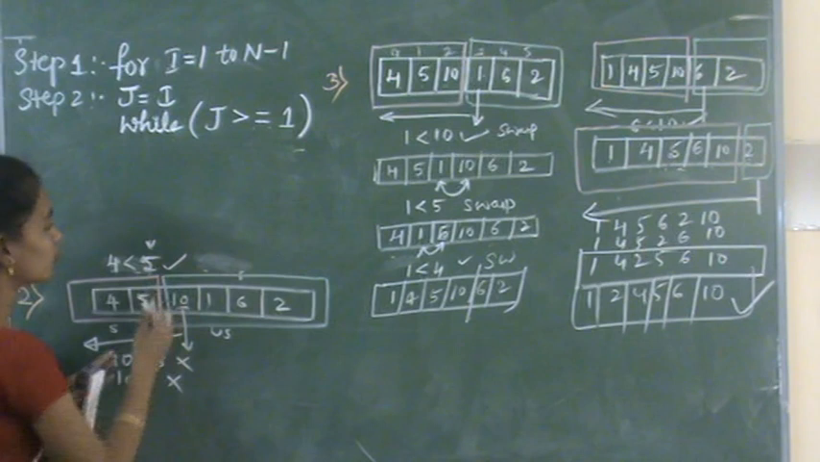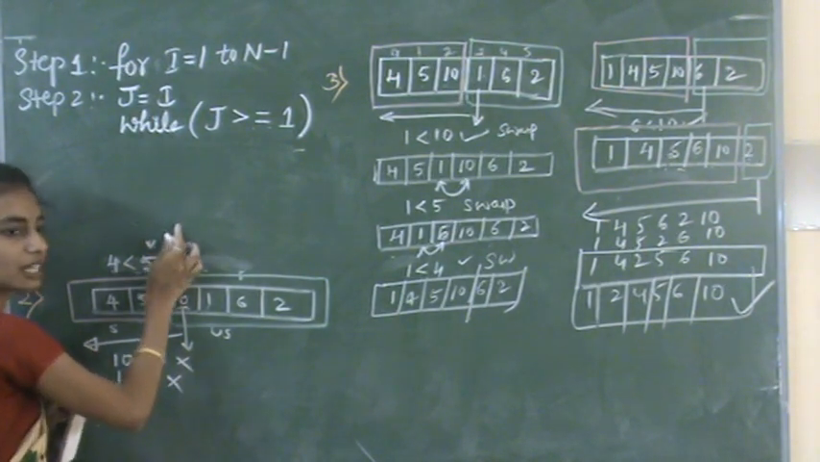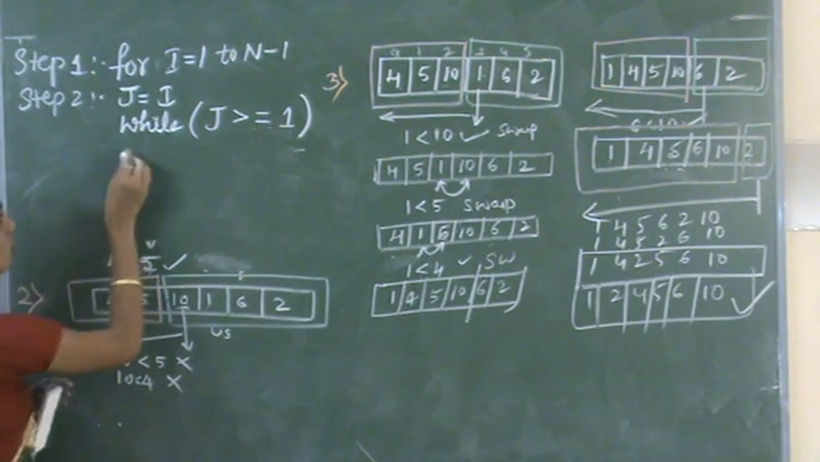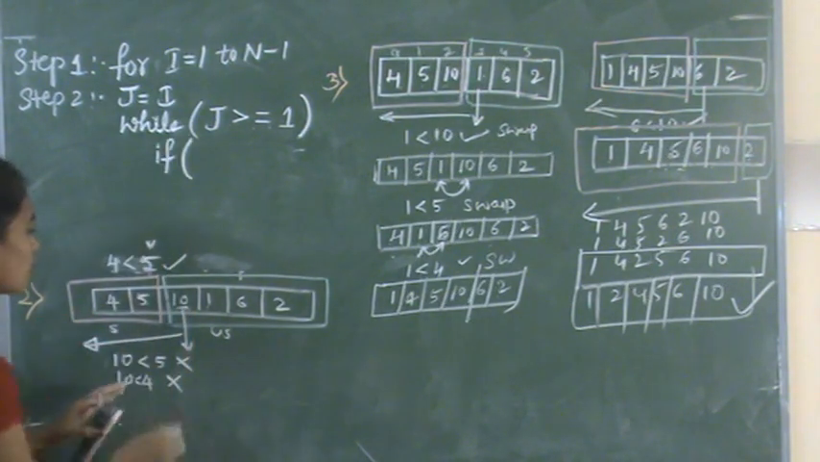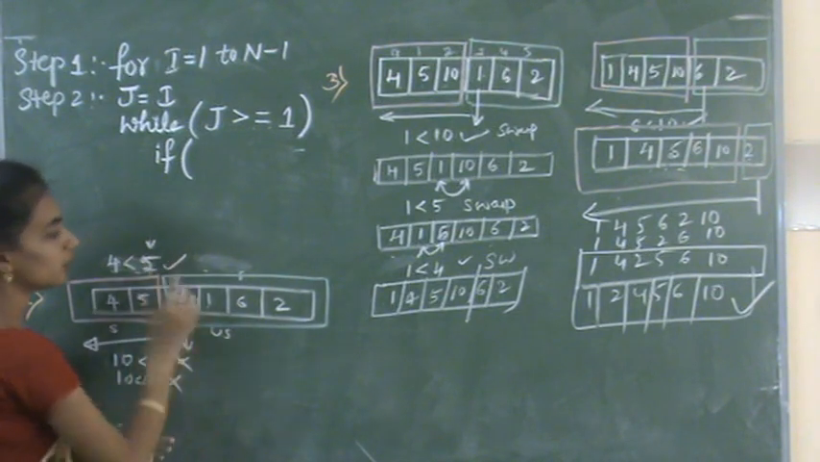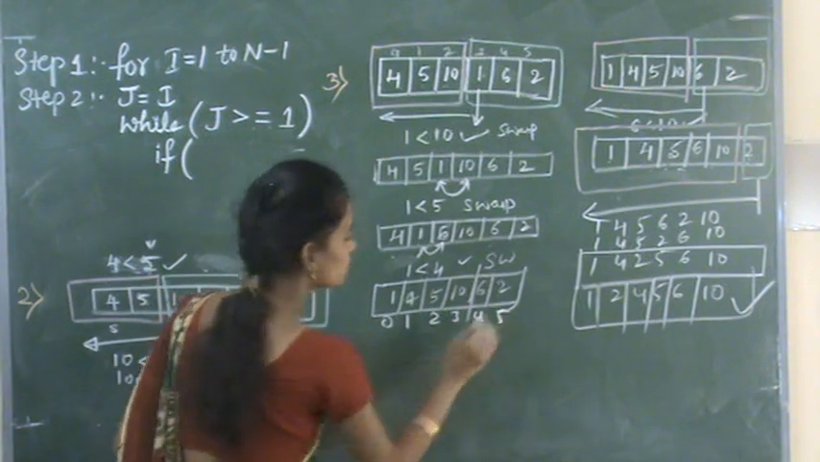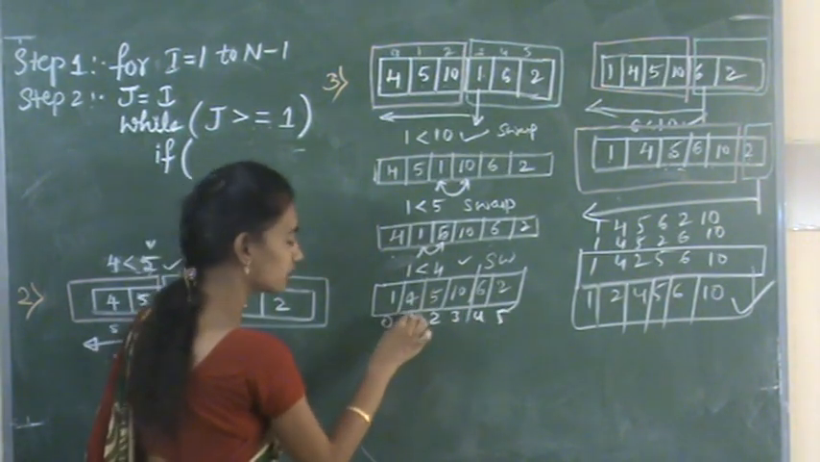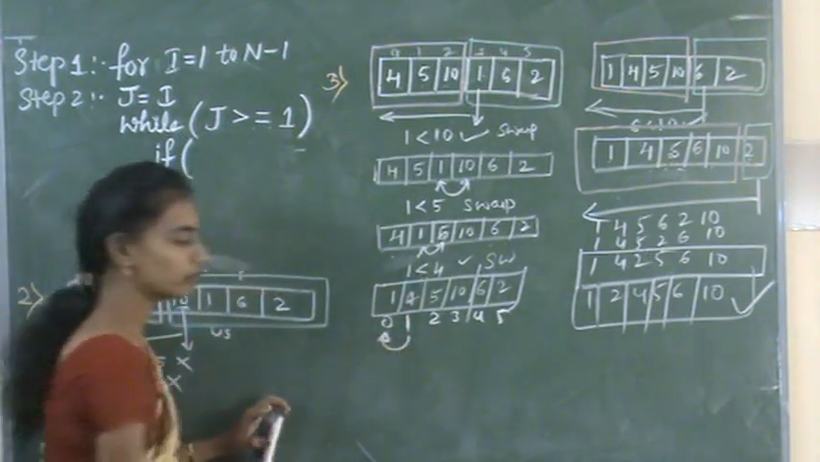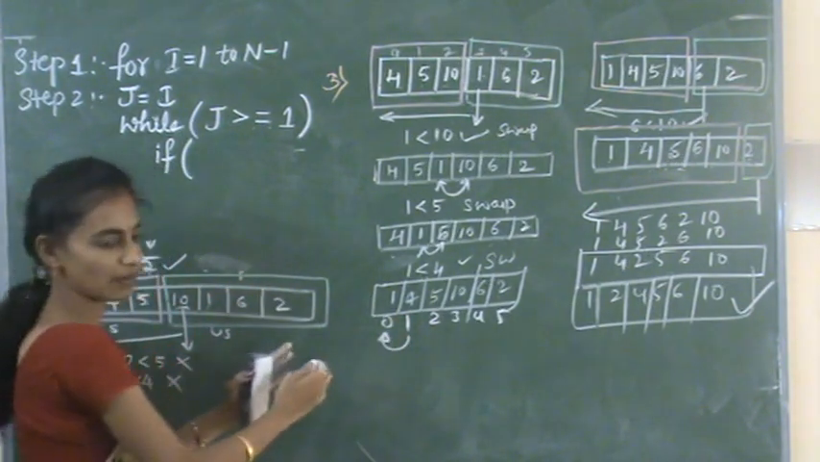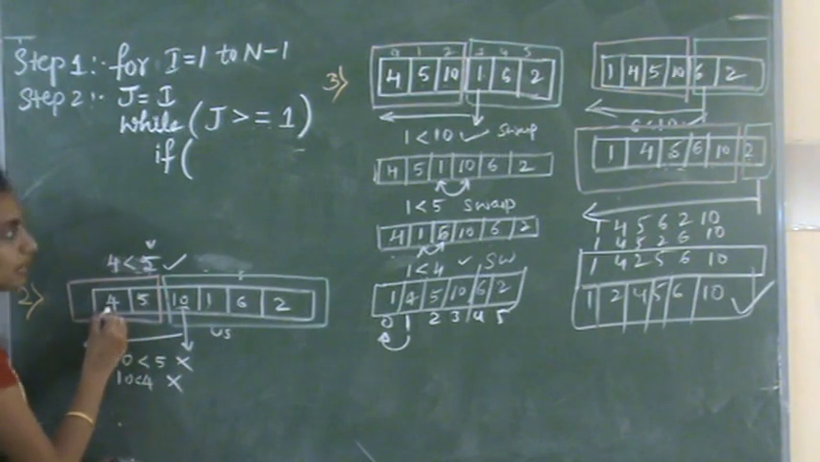So after this, what are we doing? We are comparing the unsorted array element to the sorted array. For that I am using an if condition. We are checking the jth value against the j minus 1 value, right? That means the previous value. So we are comparing this value to the previous value.